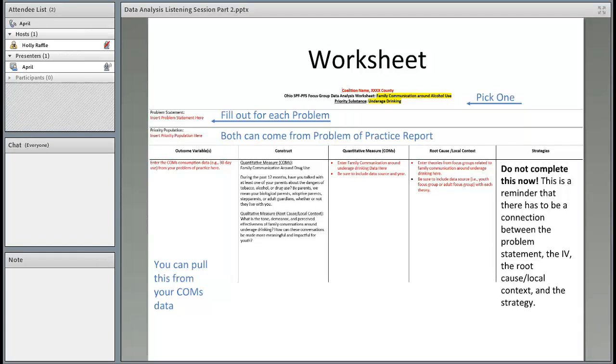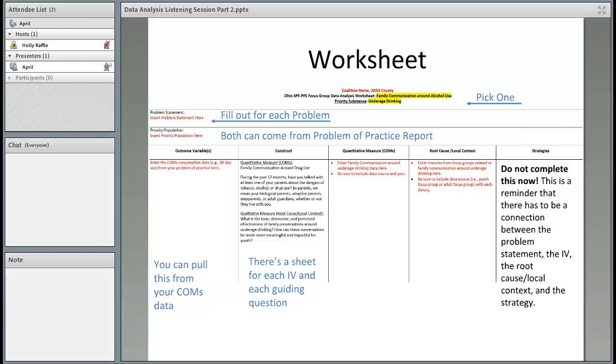We've also put the qualitative measure. What is the tone, demeanor, and perceived effectiveness of family conversations around underage drinking? How can these conversations be made more meaningful and impactful for youth? That is your guiding question for this intervening variable. And so this construct column is filled in on each worksheet for each intervening variable and each guiding question.